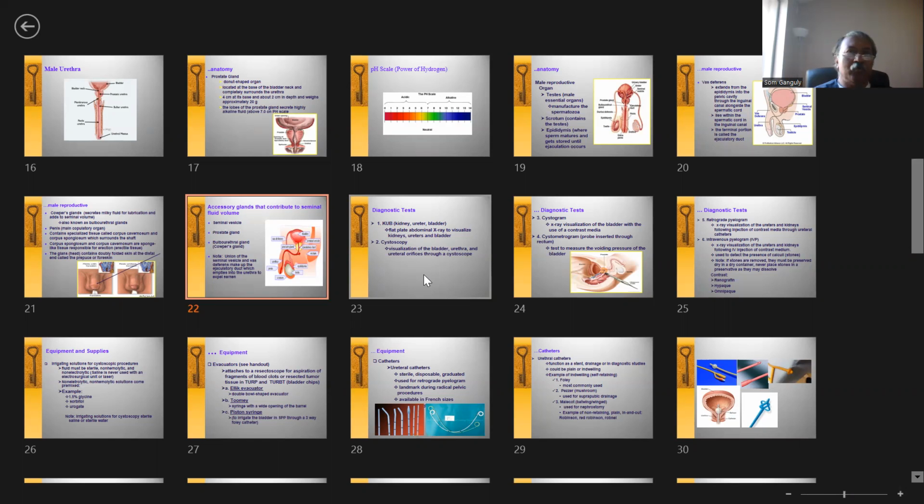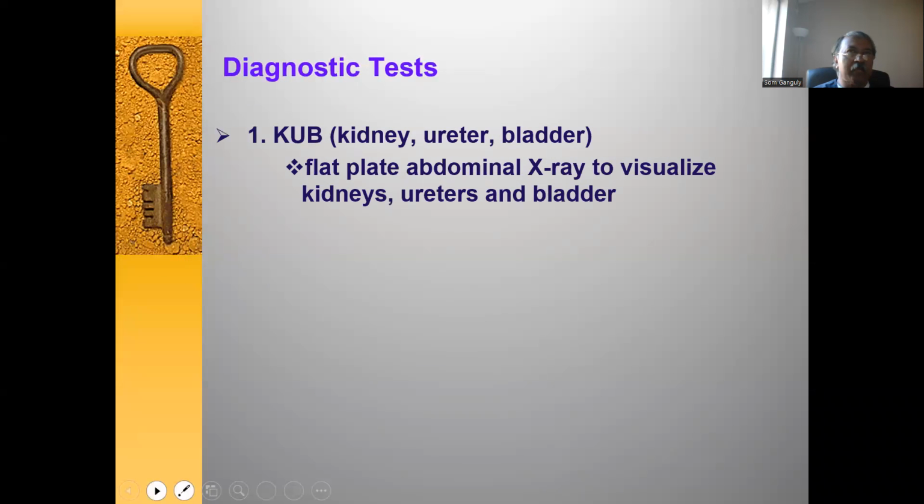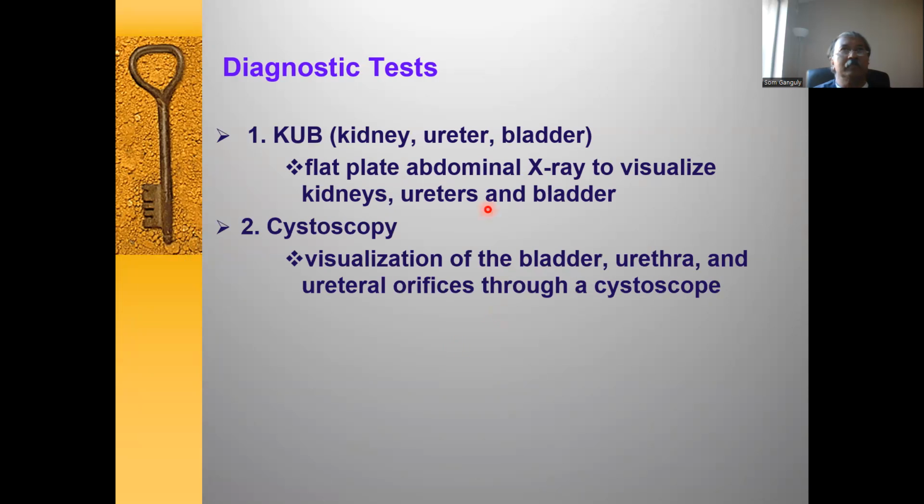Now, how do we know that kidney, bladder, urethra has some disease condition? We have a lot of diagnostic tests. One of the diagnostic tests, which is very popular, is called KUB. It's kidney, ureter, bladder, flat plate abdominal X-ray. In the X-ray, kidney, ureter, bladder shows up. And if we have a stone, we get a spot in that structure. That is how we can tell there is any disease condition or stone lodged in there.